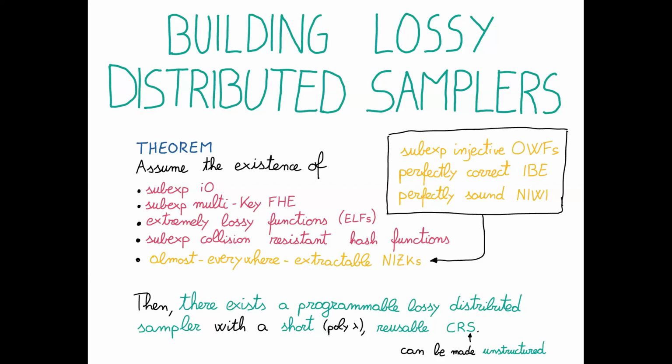So under this set of assumptions, we build programmable lossy distributed samplers that actually have a CRS. But this CRS is short. In particular, it's independent of the distribution we want to sample from. It's reusable. And there is an instantiation of the construction so that it's also uniformly random. So if we have to rely on a CRS, it's the best CRS possible.